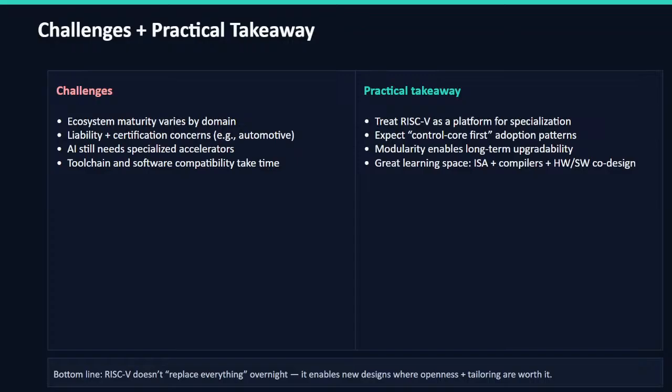So, the practical takeaway is treat RISC-V as a platform for specialized design and learning. It won't replace everything overnight, but it enables new designs where openness, tailoring, and long-term control are worth it.